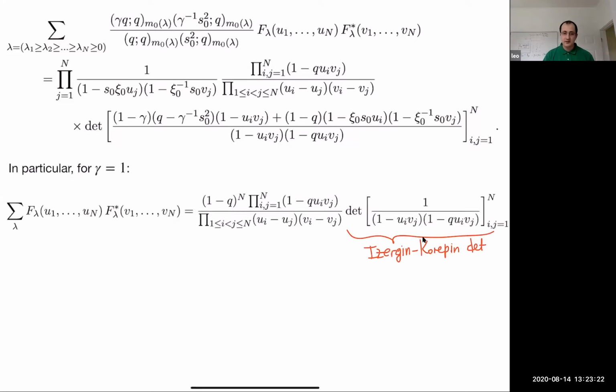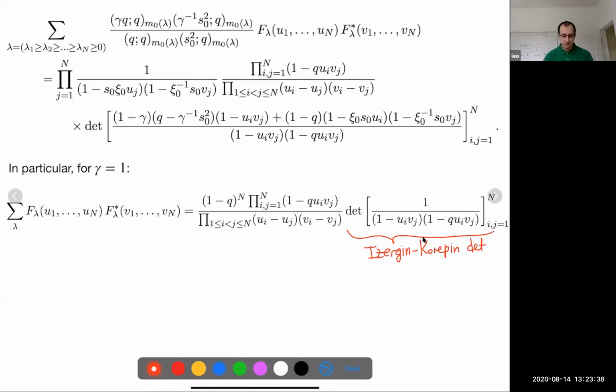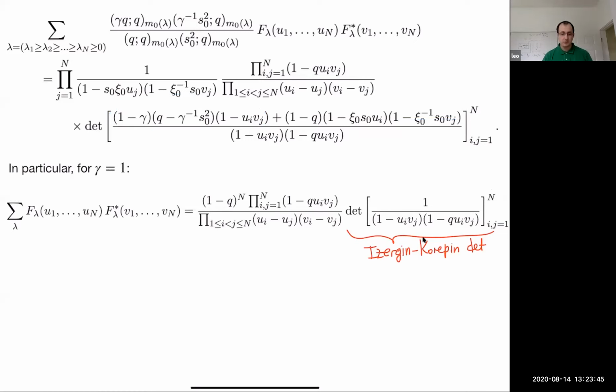So one example is when you set gamma equal 1, you kill this refinement factor, and you get a Cauchy identity with a determinantal right-hand side. And in the right-hand side, something much simpler happens because in the determinant, this factor is removed, and then this factor is a product factor. So you get a determinant which has a special name. It's the Izergin-Korepin determinant, and it appeared in the 1980s in connection with integrable vertex models.